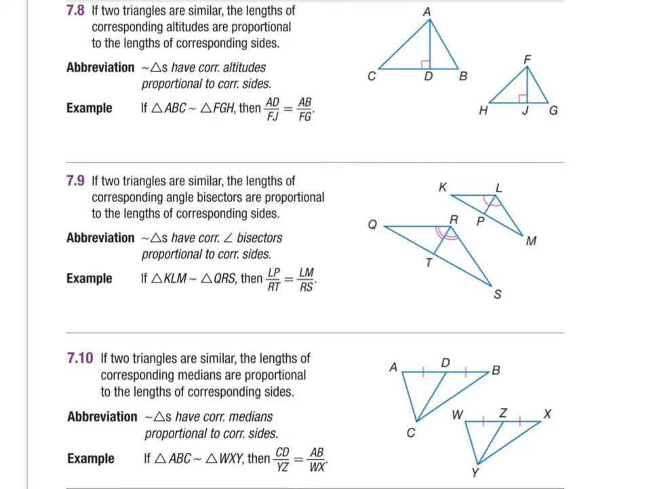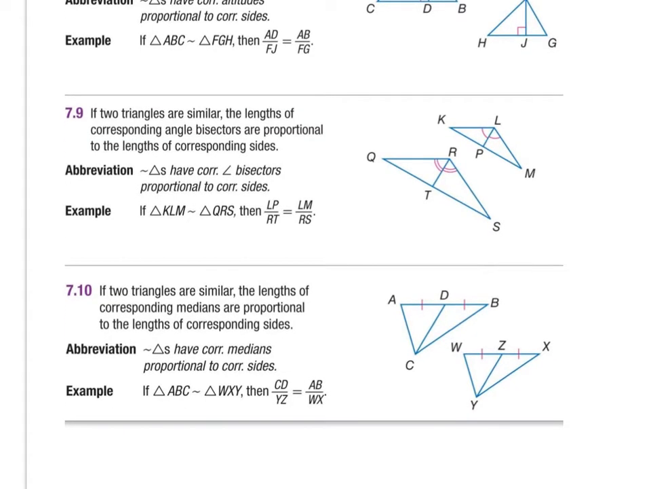And the one that's not being shown here is the mid-segments, and I'd like you to think about the mid-segments as well. They're also going to be proportional to the same ratio as the sides between two similar triangles. So please take some time and read this beyond what you're listening to right now.